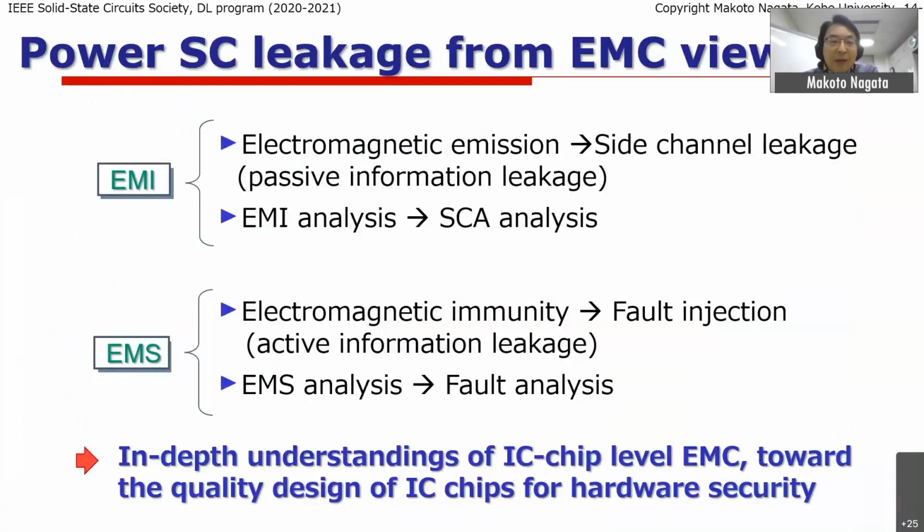From the previous slide sets, I think many people now understand that EMI and EMS are quite relevant to the hardware security attacker scenario. EMI, electromagnetic emission, is quite straightforwardly related to side channel leakage. As in the previous video, the EM waves can be captured by the attacker and analyzed to extract some information. So the EM emission means that some information is leaked through the electromagnetic, or EM, waves.